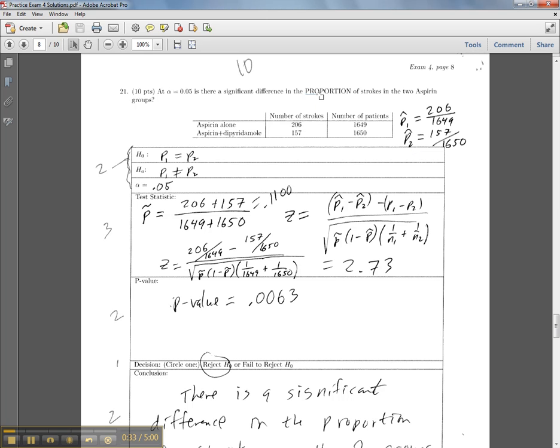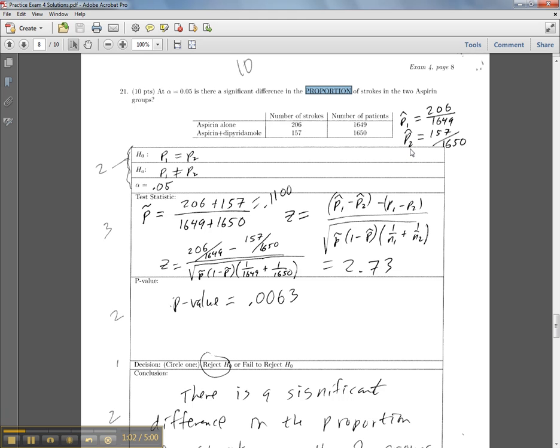But see how we made it pretty clear that it's a proportion question. And not just a proportion question, it's a two proportion question because you have two proportions. So if we look at this table, what it actually gives us is a count of successes, the number of strokes, over the total number of patients that they test or observe. So 206 over 1649 is your first proportion, that's p hat 1. And then your second proportion is 157 over 1650. So right here, we wrote that out.